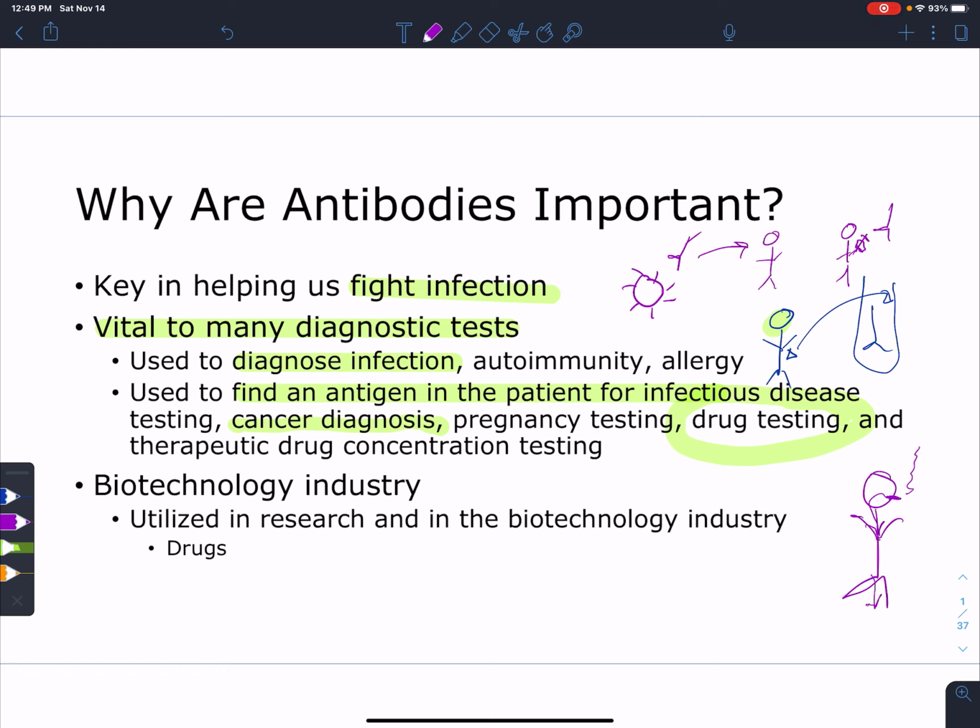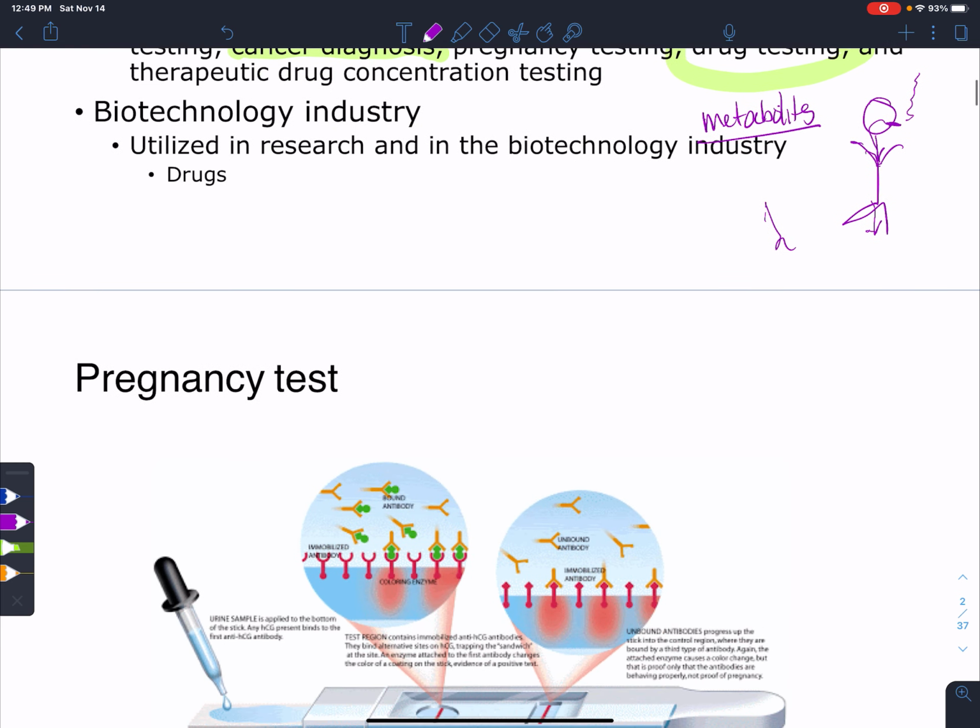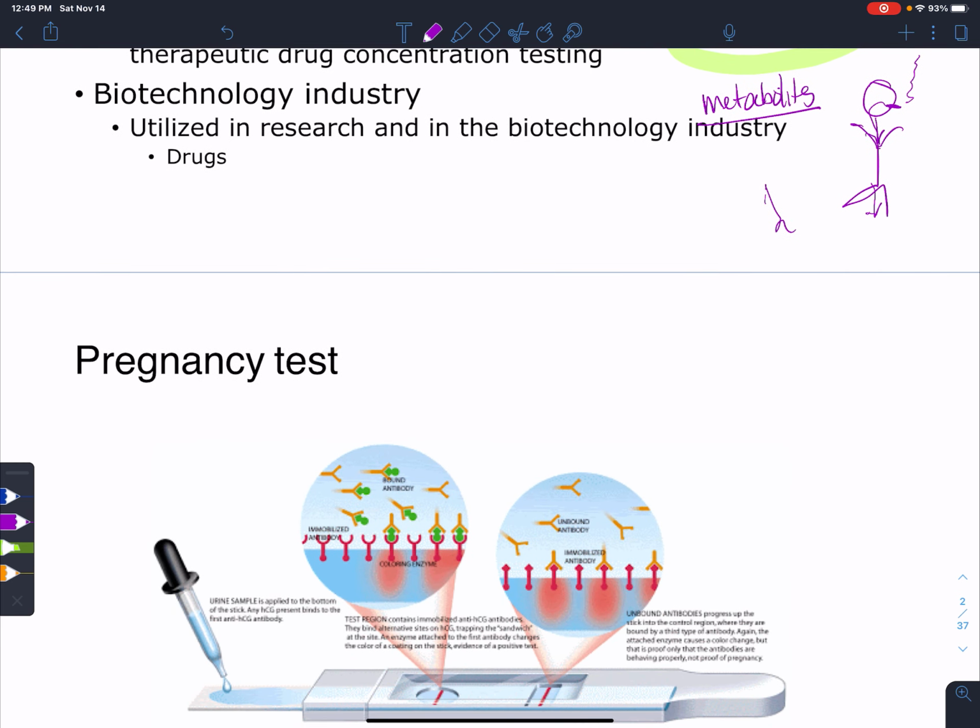They're utilized in research in biotechnology, for sure, because of drugs. We're actually making drugs, and that's where those HAMA antibodies come from as well. These are the human anti-mouse antibodies that cause problems in some of our test methods.